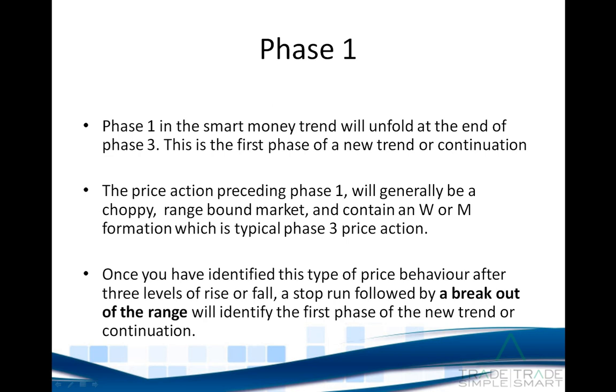So once you've identified level three price action, which is the accumulation of orders over a period of 2 to 3 days, and we see the W or M formation, which is a characteristic of level 3 price action, we're then going to be looking for a breakout of the range to identify the first phase of the new trend or continuation.